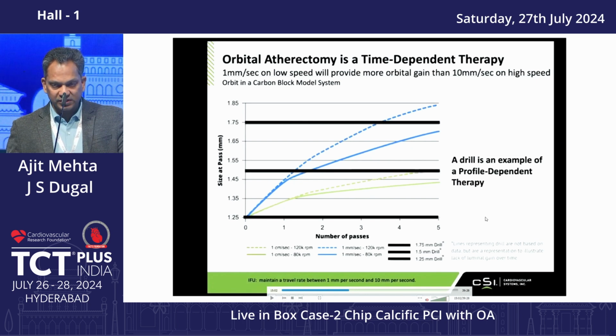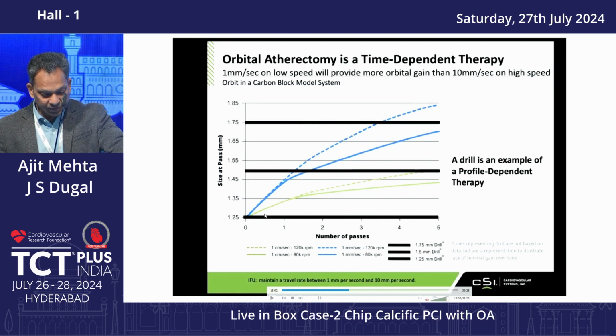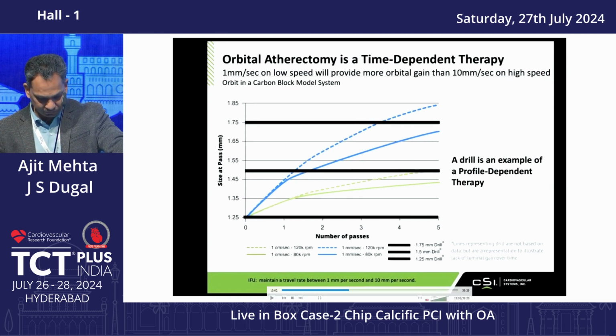This is a very important slide to demonstrate the main difference between rota and orbital. In rota, we have quick pecking motions, whereas in orbital we do very slow, gentle movements of the burr so as to get a better luminal gain. If you see the diagram here, at about 10 millimeters per second with 120K RPM, the luminal gain is much lower as compared to 1 millimeter per second at 120 or 80K speed. So the luminal gain is better if you are very gentle and slow in advancing the burr.